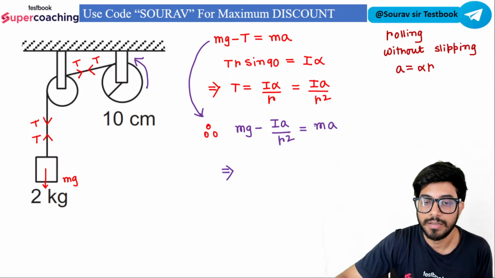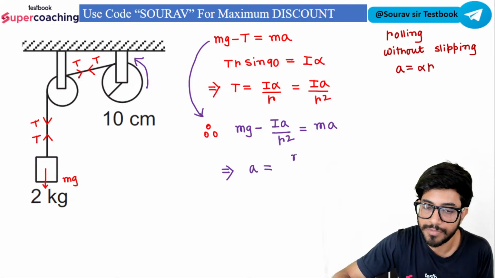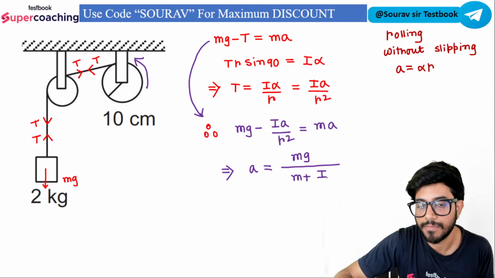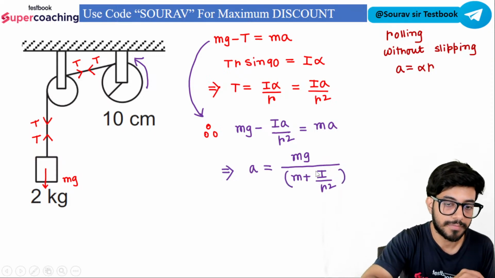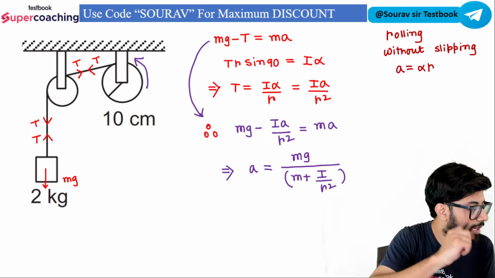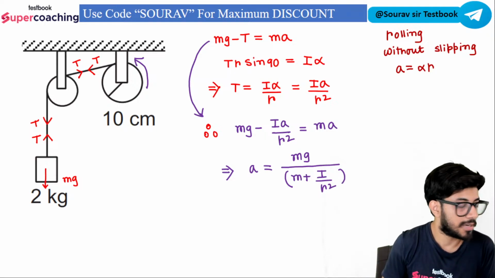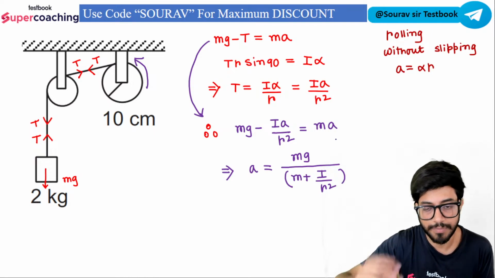What are you getting? Bring it on this side. So acceleration a is equal to mg divided by m plus I by R square. I think it's a very easy question now, because you know the mass, you know g is 9.8.